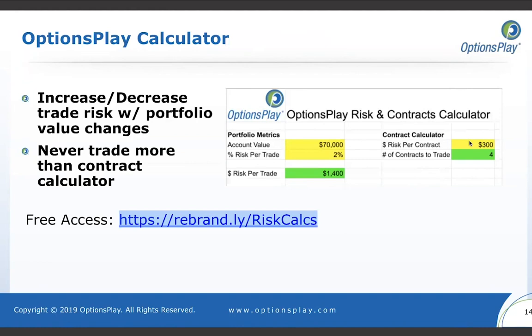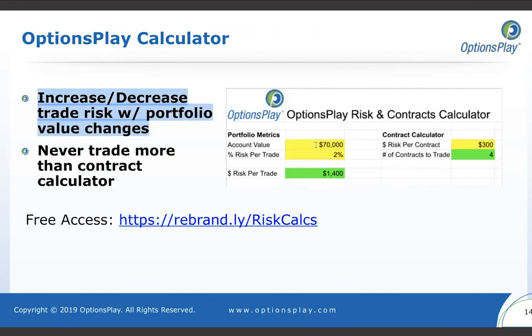So it'll help you work through exactly what your dollar amount is that you have in your portfolio and calculate the number of contracts you should allocate to a specific trade. So what you want to do is increase and decrease your trade risk as the portfolio value changes. So if your account value is $70,000 today, and 3 months later it grows to $100,000, you want to plug in the new portfolio value so that you're growing your trades as you go along. And vice versa, if you have some losses, you also want to change your portfolio value to a smaller amount so that you are constantly trading 2% of your current portfolio value.